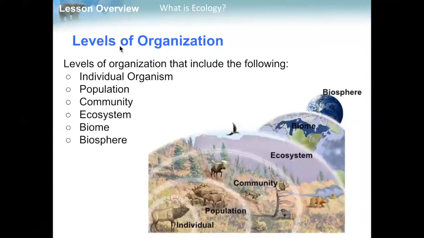The levels of organization include the following: the individual organisms. They combine to make populations. The populations make a community with other organisms, and the ecosystem. And then the biome is that region. And then the biosphere is all the areas where life is.